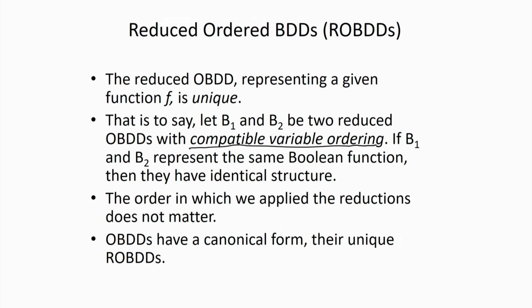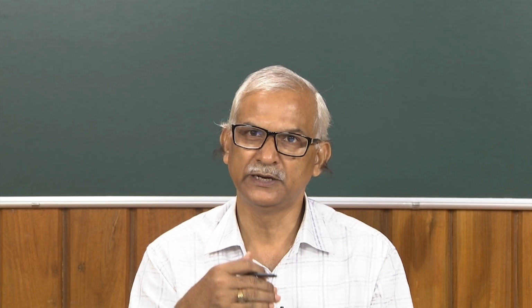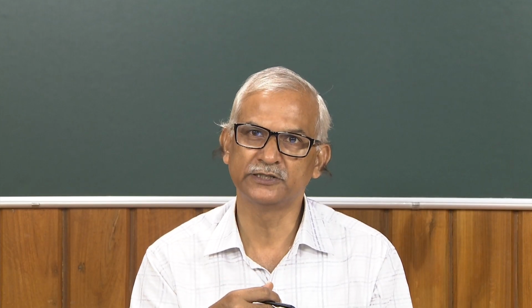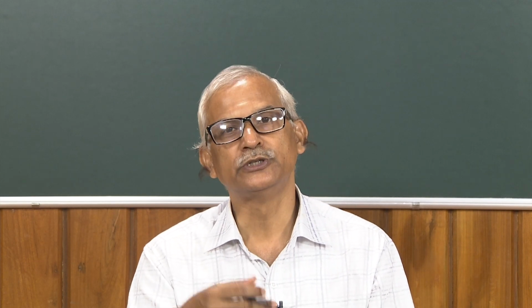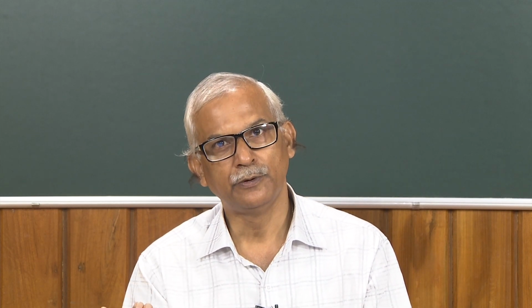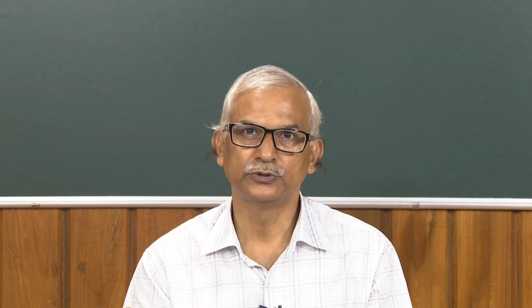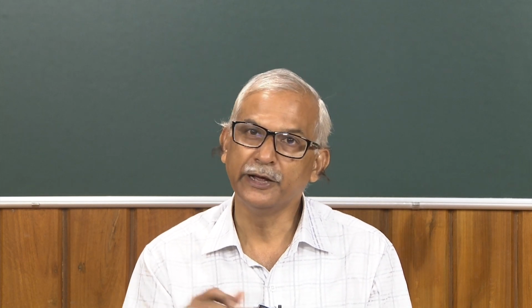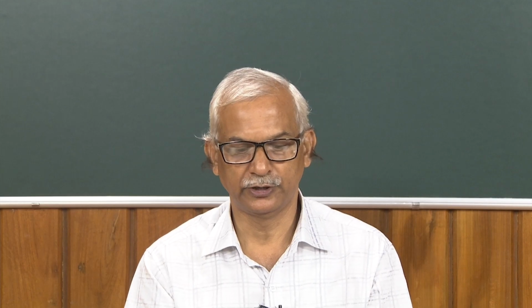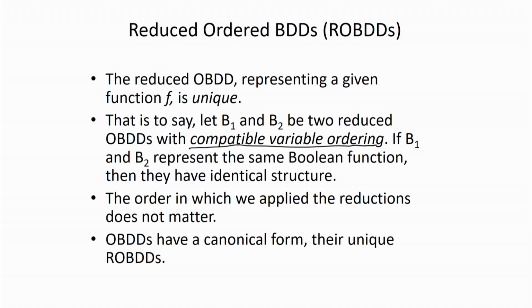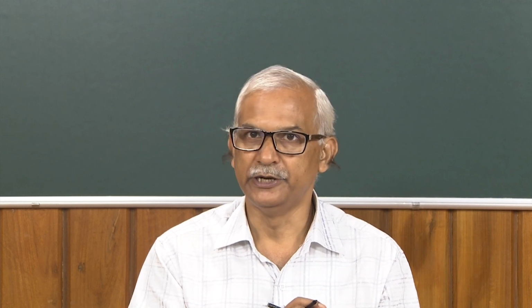The order in which we apply the reduction does not matter. I can apply the reduction rule first, removal of redundant nodes, then the merge of similar nodes. But we can apply in the reverse way also, and finally we are going to get the same BDDs. So, since the representation is unique, we say it is a canonical form if we use ROBDDs.